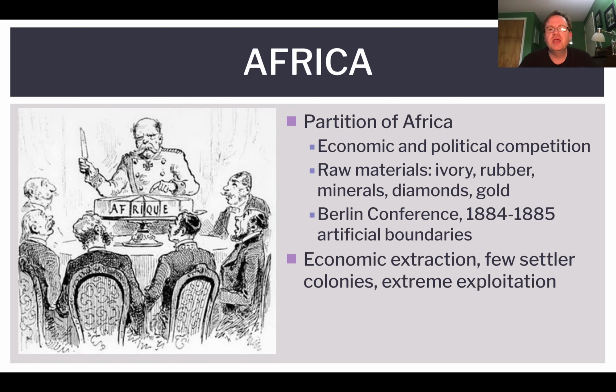So Africa is partitioned mostly at the Berlin Conference from 1884 to 1885, where you see in that political cartoon basically a bunch of European states led, in front of Otto von Bismarck there, the old diplomat in Germany, and they basically cut up Africa however they want. Whoever can impose their will in a certain area. Obviously, African states are not invited to this.